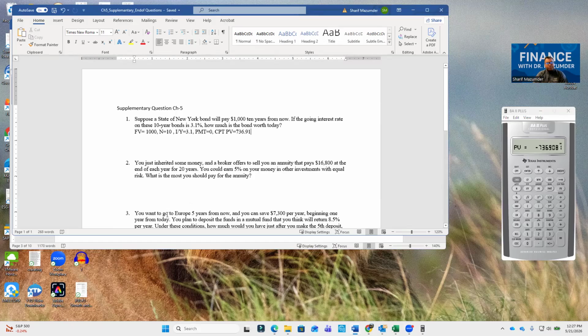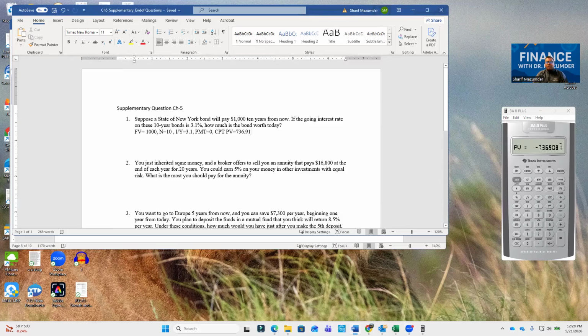For example, you just inherited some money and a broker offers to sell you an annuity that pays 16,800 at the end of each year for 20 years. That means this number will come 20 times in 20 years, every year $16,800. So this is the payment.